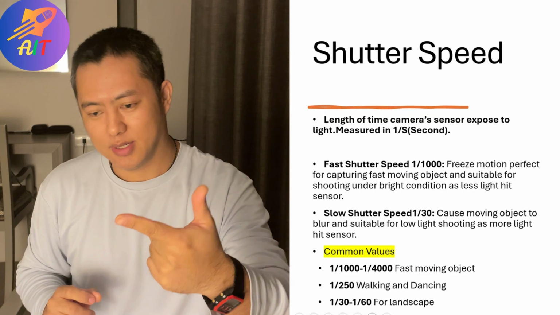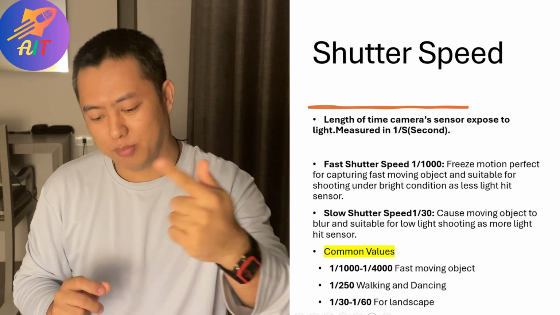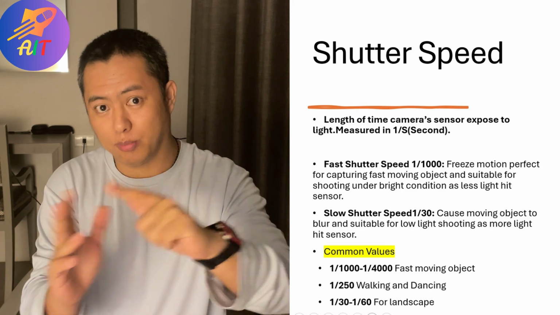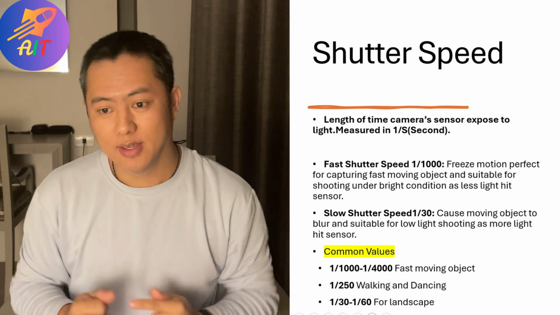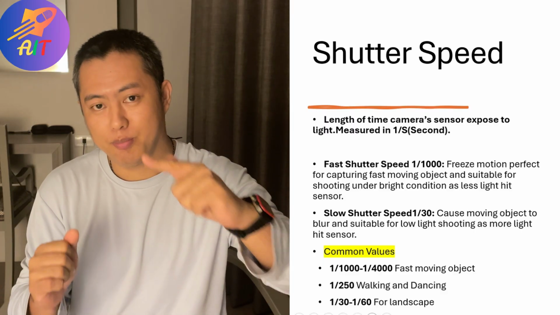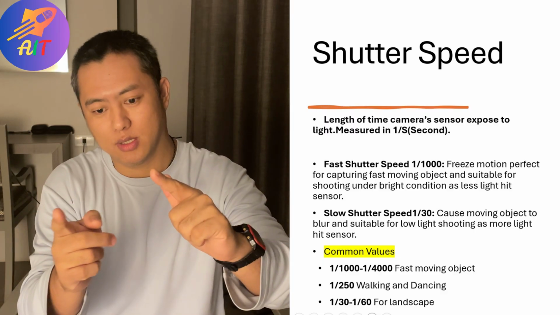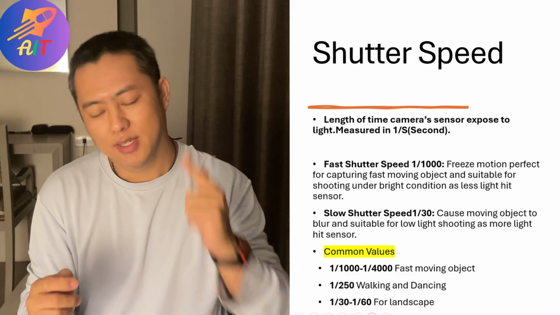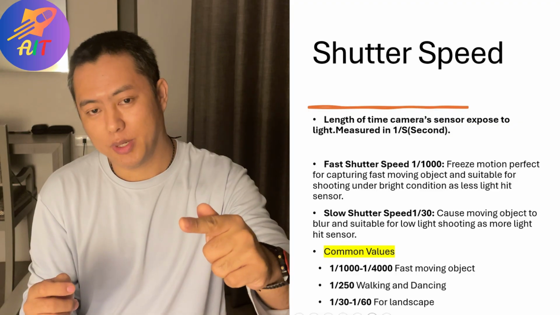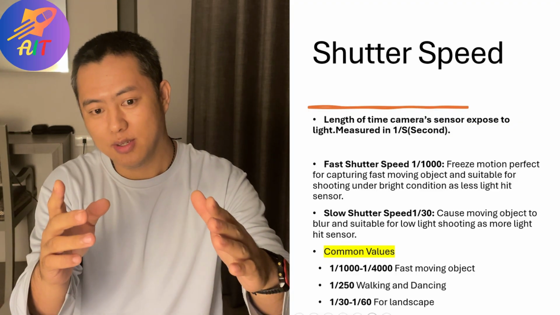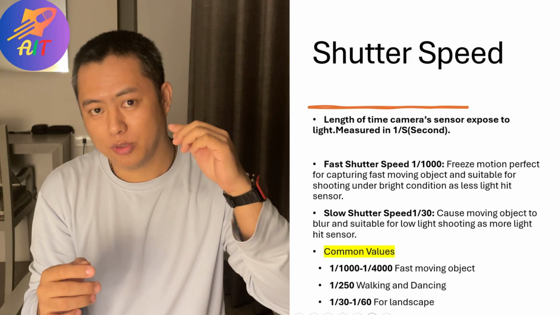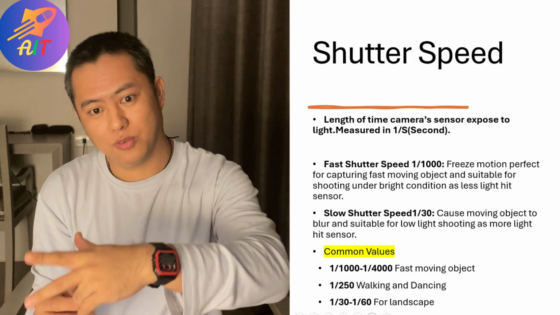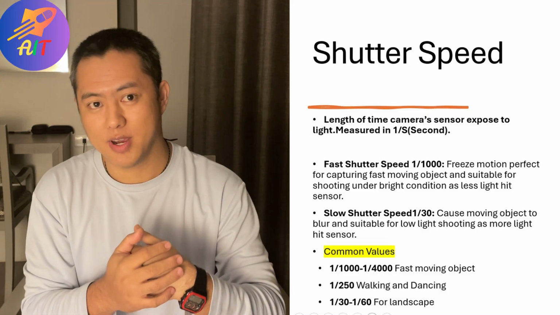And the second one we have to know is the shutter speed. What does the shutter speed mean? Shutter speed is the length of time the camera is exposed to the light. We measure shutter speed in a fraction of a second, guys. So let's say the faster shutter speed is going to be 1 over 1000, and the slower shutter speed is going to be 1 over 30 to 1 over 25.